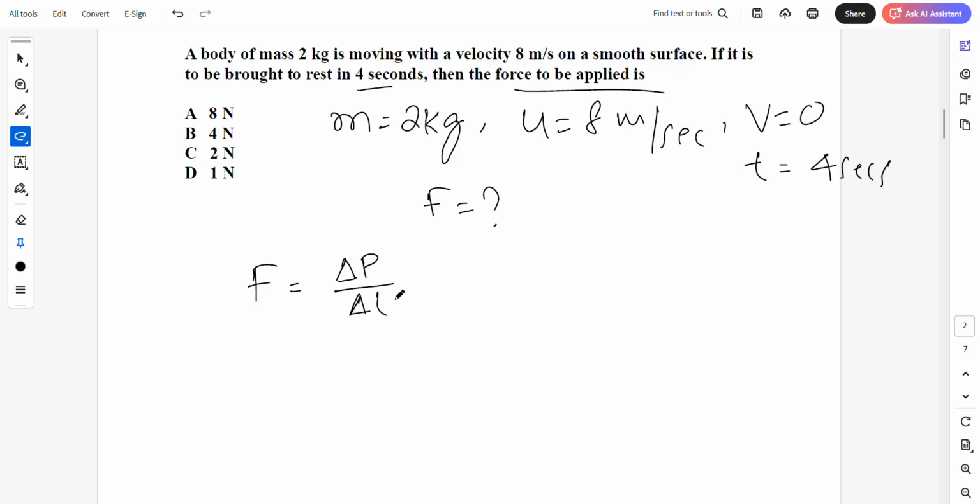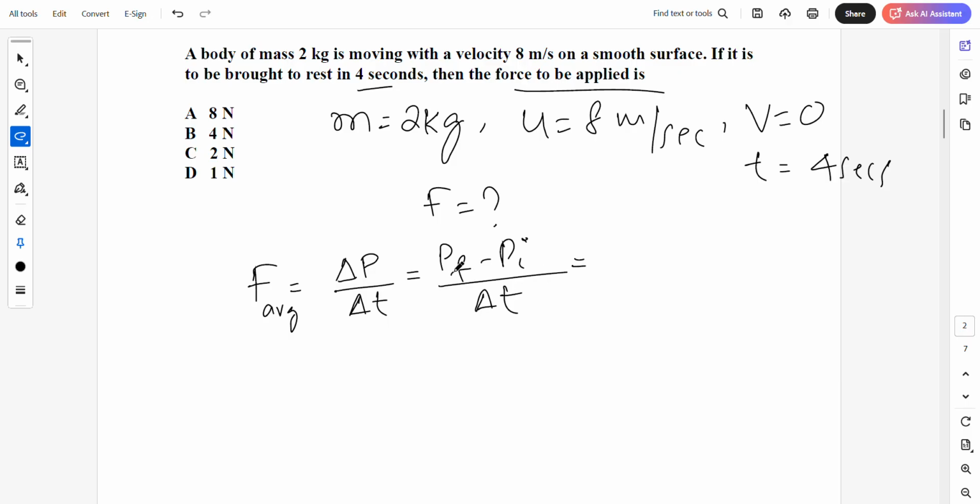Delta P by delta T. Okay, this is average force, the rate of change of linear momentum. That is nothing but P final minus P initial divided by delta T.